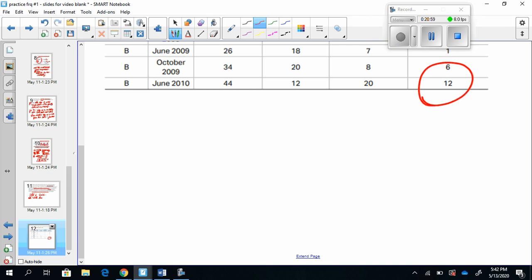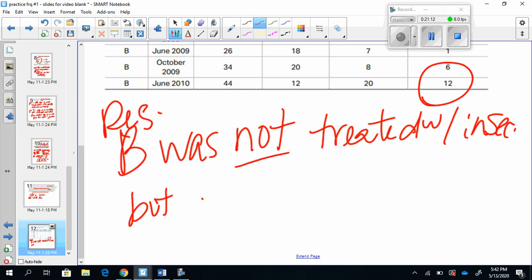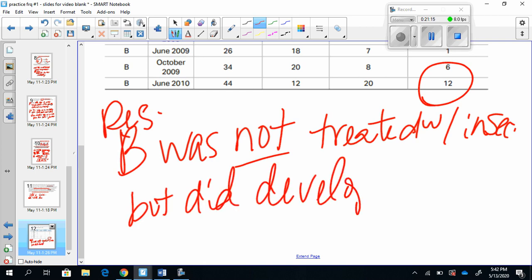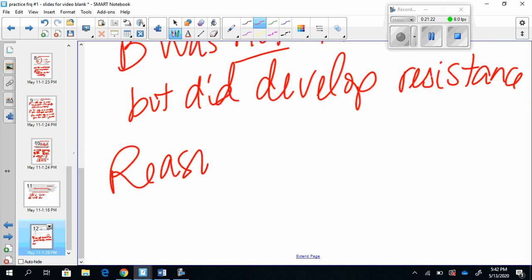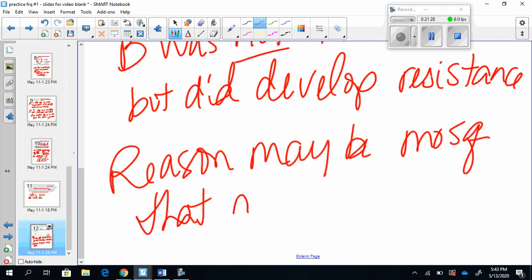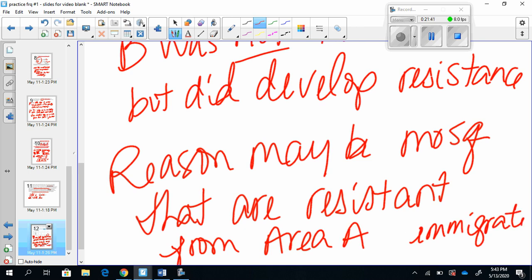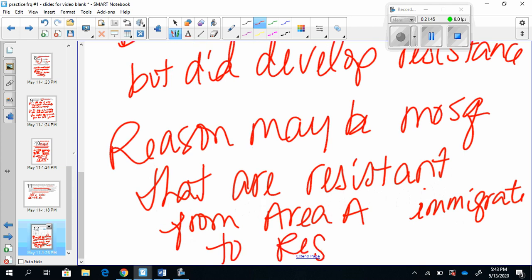So you've got to say my evidence is that region B was not treated with insecticides, but did develop resistance. So the reason may be that mosquitoes that are resistant from region A immigrate to region B.